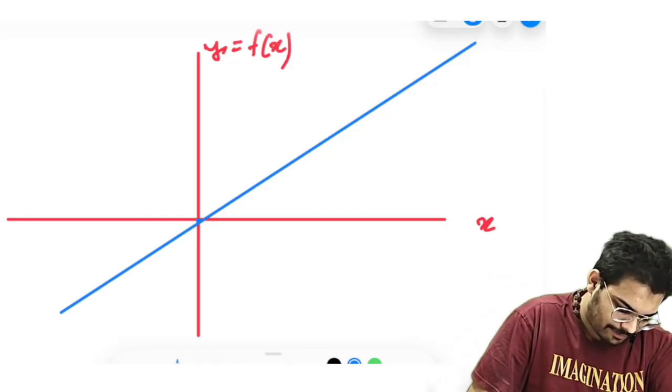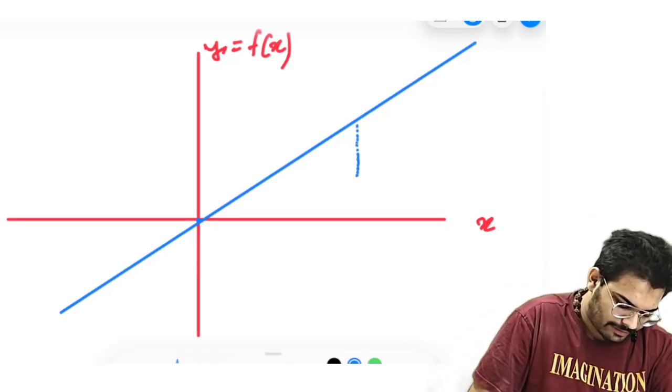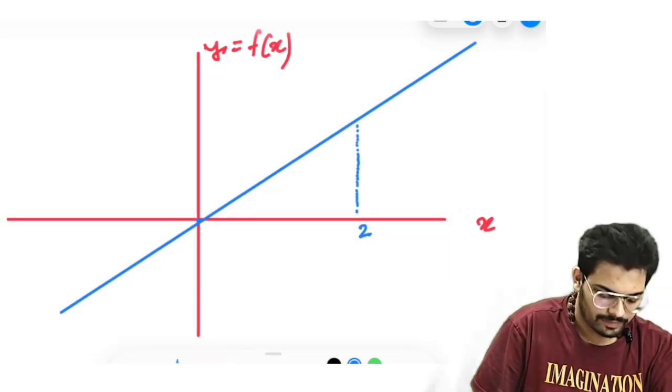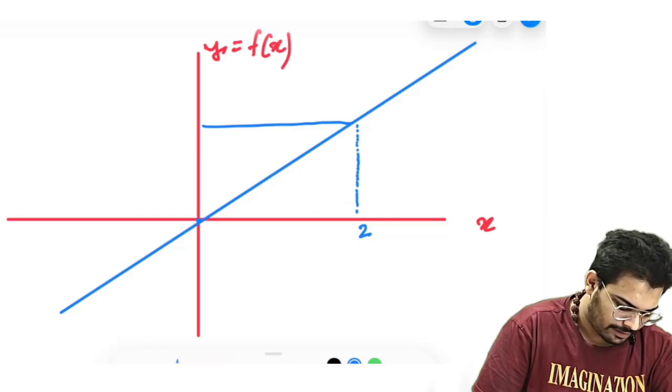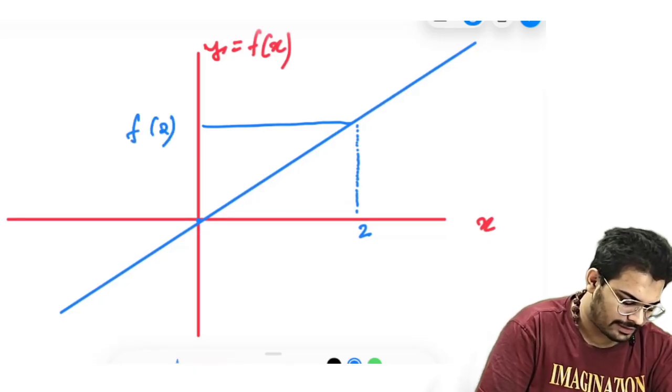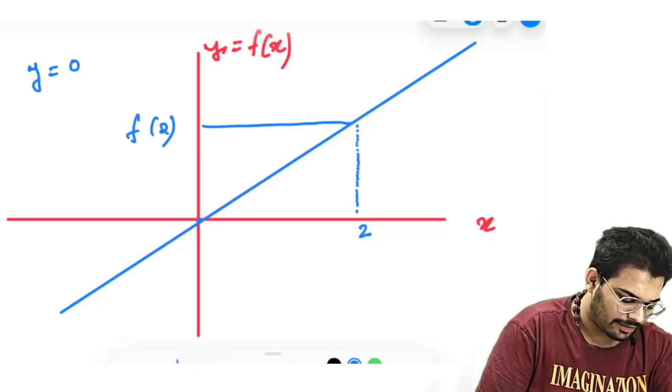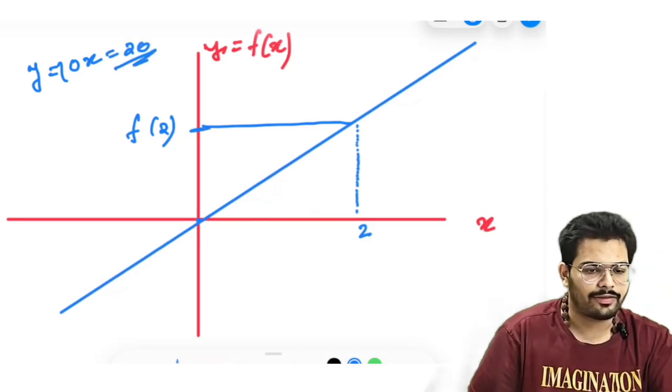Now if you are buying 2 pens, what is the cost? The corresponding y value will be f of 2. Here it is y equal to 10x. According to our expression, it will be 20 rupees. This value will be 20, or f of 2.